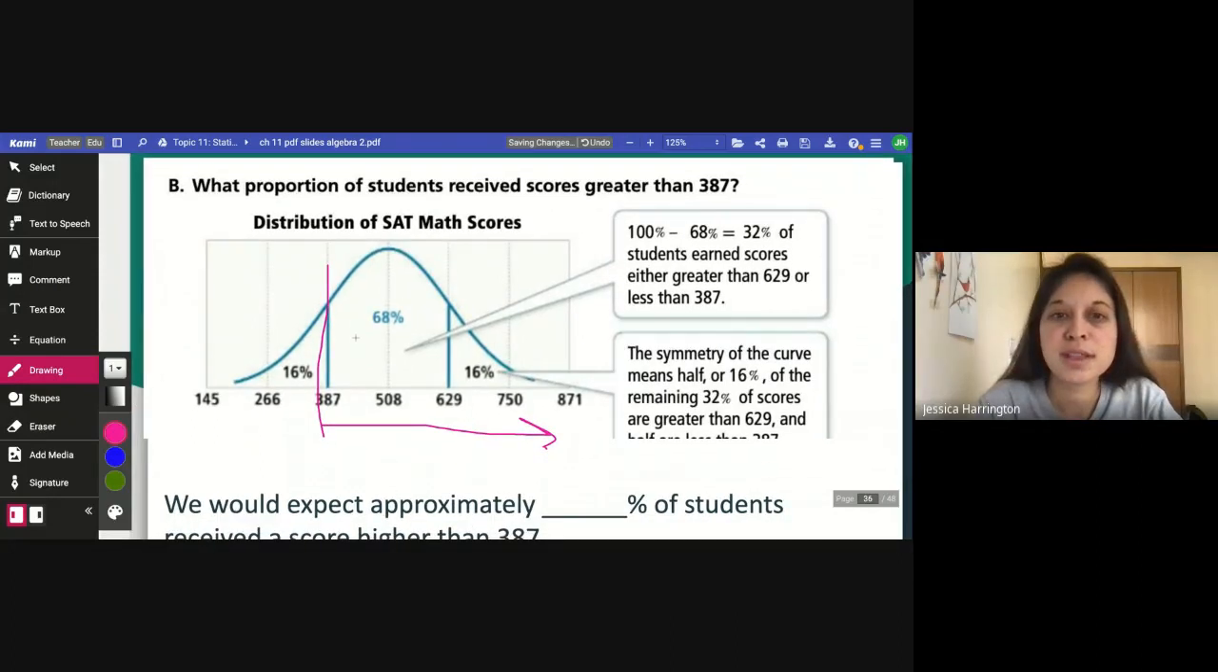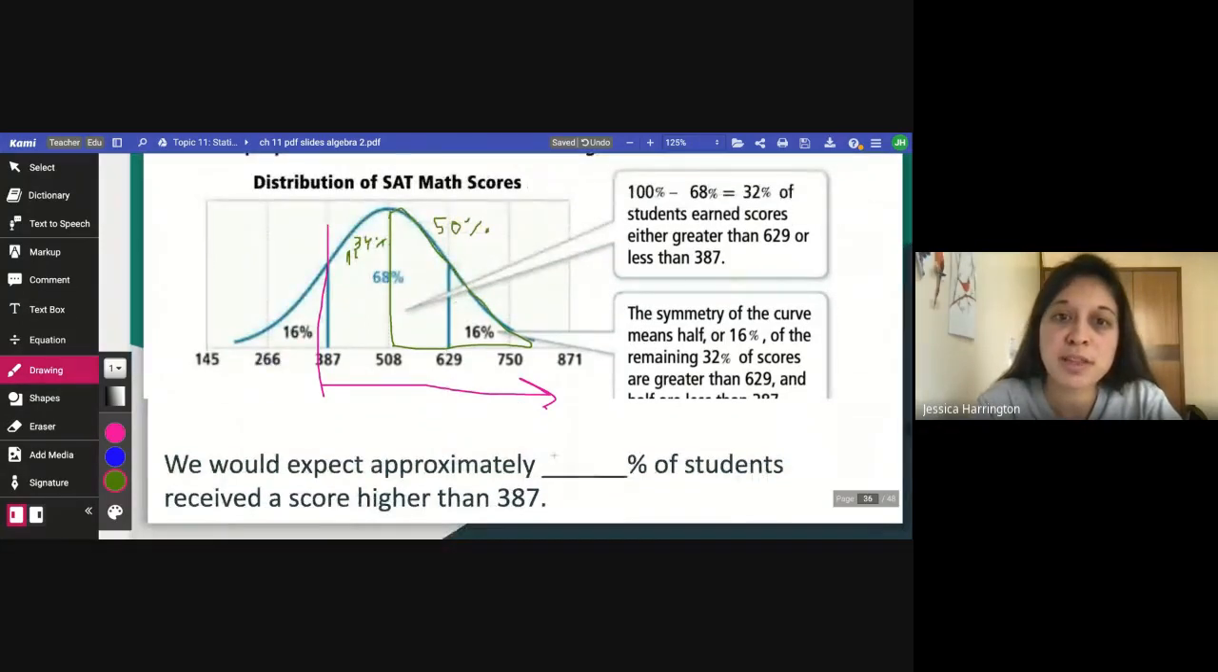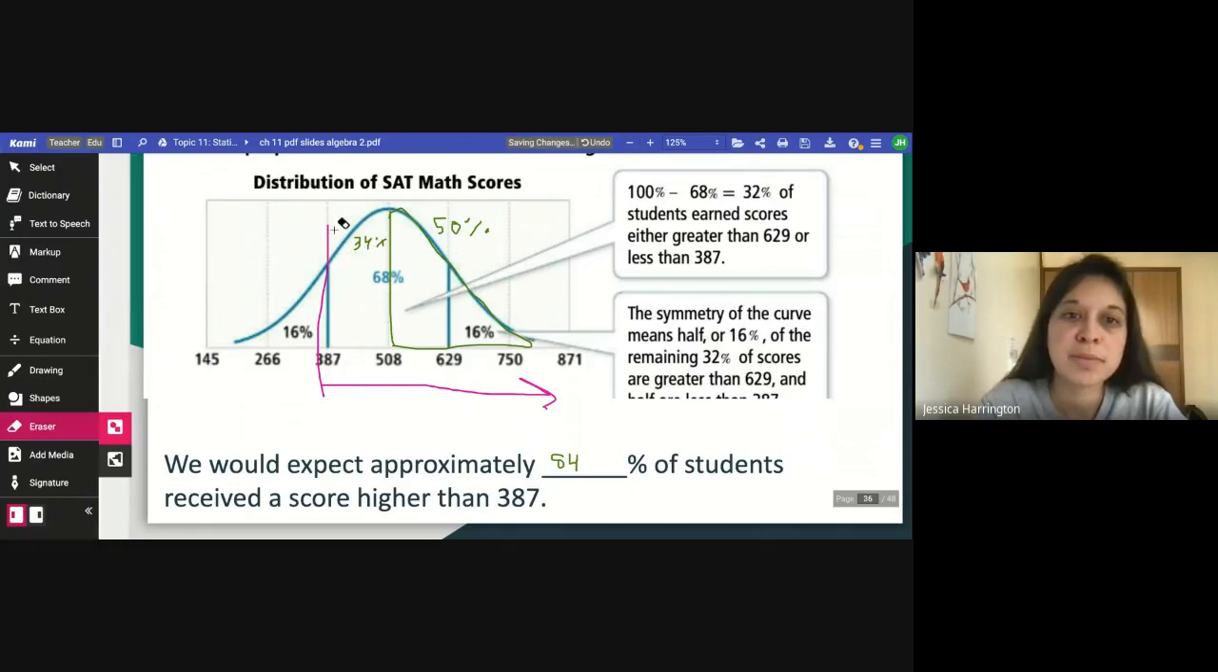Well, one thing we know is that this middle part is 68%, and they figured out this is 16. But that's not even how you could have done it that way, right? What I would have thought is, well, first, I know that this part of the bell curve is 50%. And then I know that this section is half of 68, so that's 34. So then I could add those two, right? And I would say we would expect 84% of students to receive a score higher than 387, right? I'm just using the empirical rule to split this up.